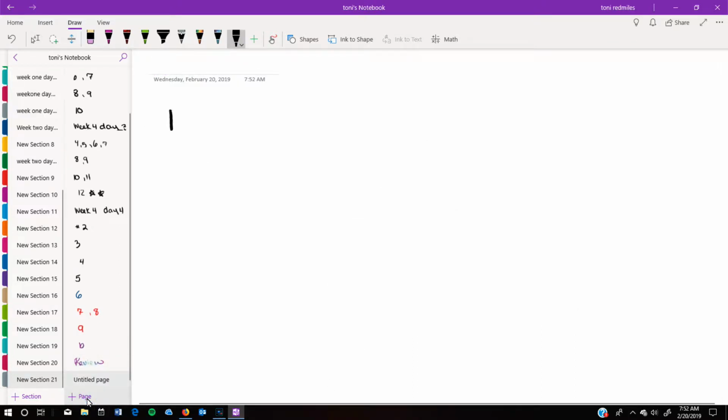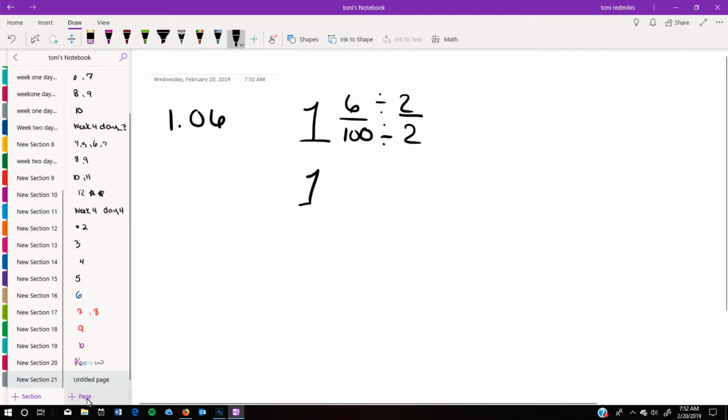Example 5, 1.06. Okay, so I have 1 as a whole number, 6 in the hundredths place this time. Still can be divided by 2. And that will give me 1 and 3/50. If I want to make this a percent, I know I got a whole 100%. Move that decimal place 2 more places, and I have 106%.